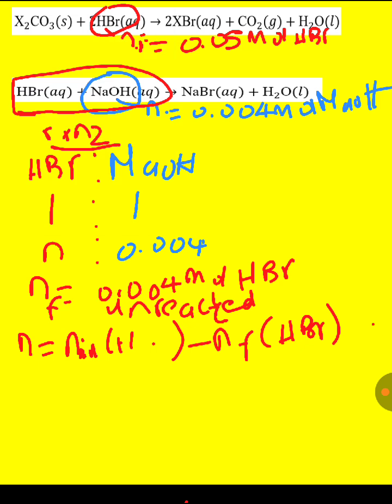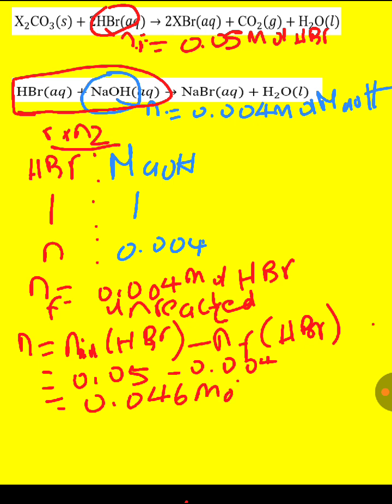There. So now, when we subtract these two, what is it that we get? Let's see. Right, the initial number of moles was 0.05, minus 0.004, and this gives us 0.046 mole of HBr that reacted.